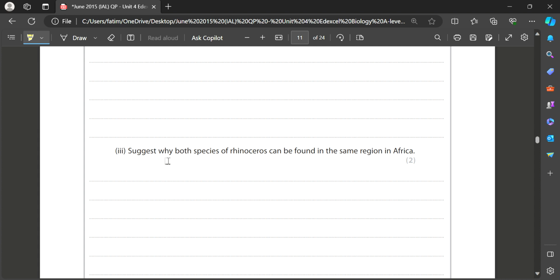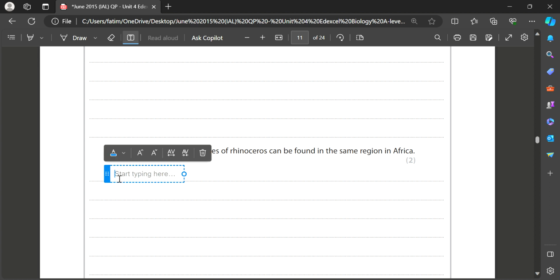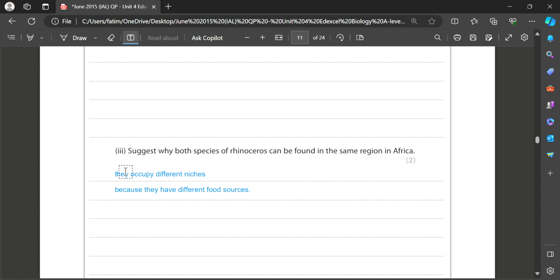As I mentioned before, it can't be allopatric speciation because they both live in Africa, so they're not geographically isolated in any way. So they occupy different niches. As I mentioned that before, didn't I? They occupy different niches because they have different food sources. And then this was already mentioned. The whole point over here, these are just the two marks that you can possibly get.